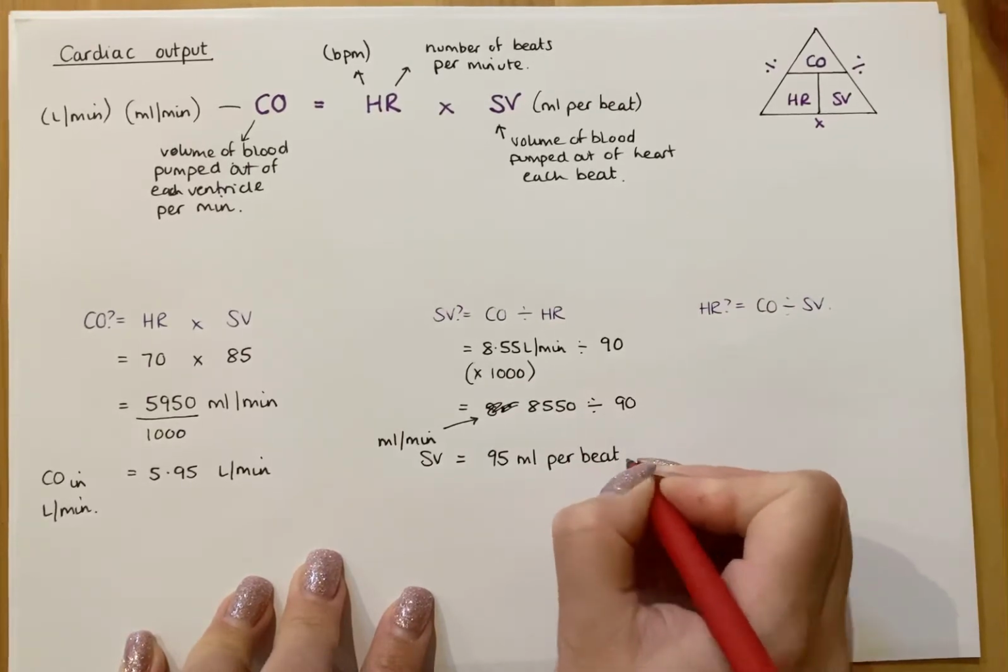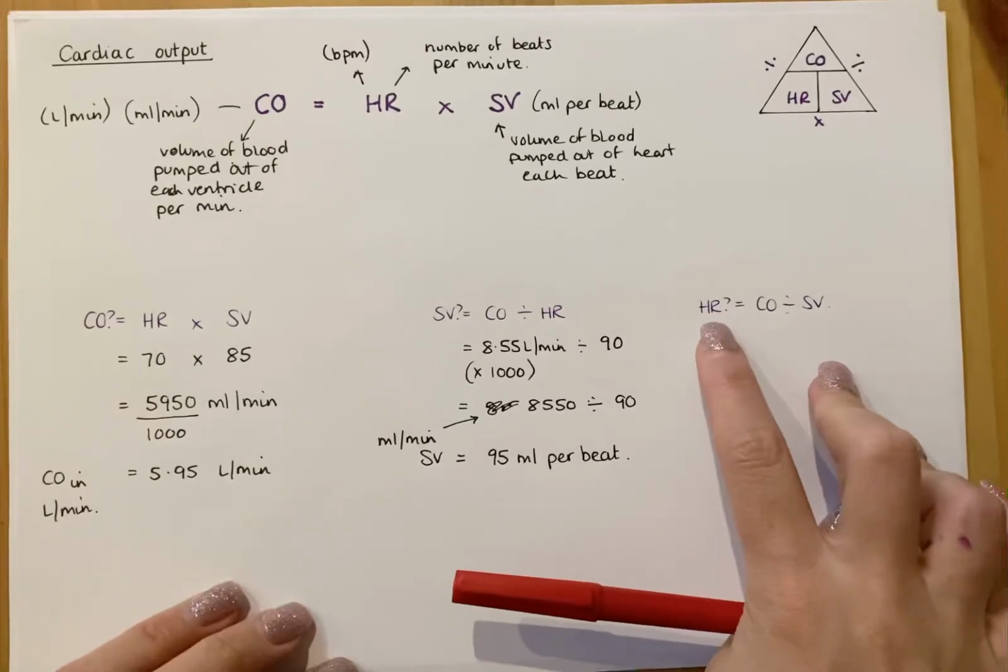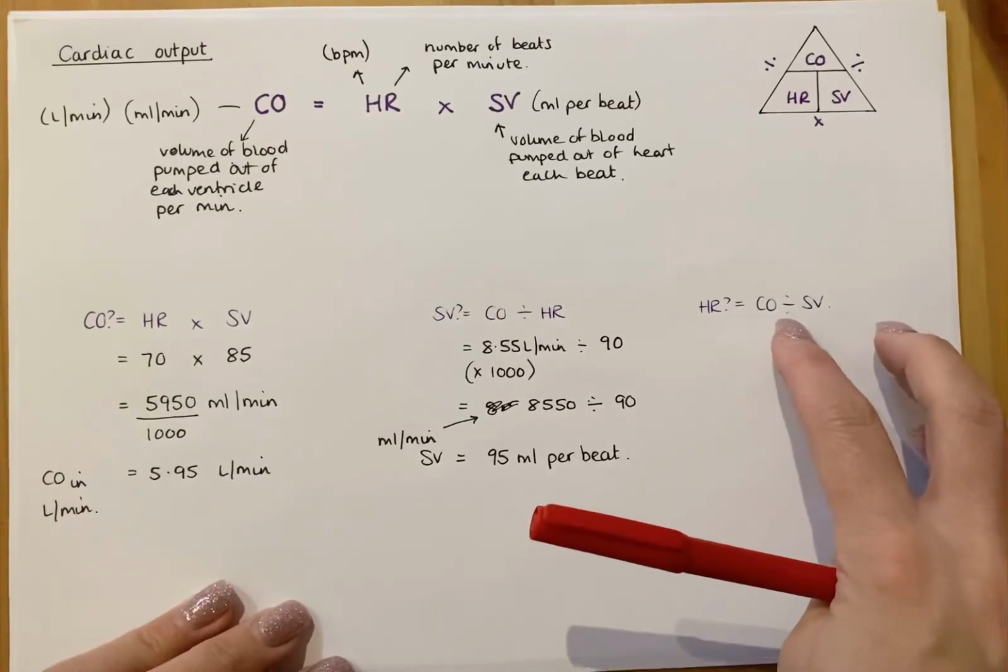Now if they were asking you to do these kind of calculations as an extended kind of question, then they would have to give you all the units. Typically they're not going to do that. Normally they would give you it in a multiple choice, but you would be expected to manipulate them just the same. The last one is for you trying to figure out heart rate from cardiac output and stroke volume.